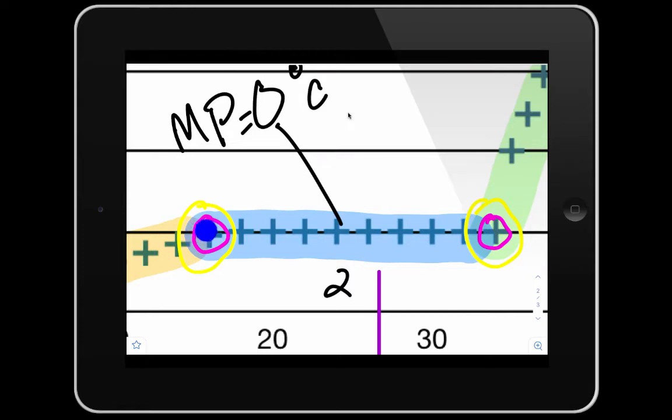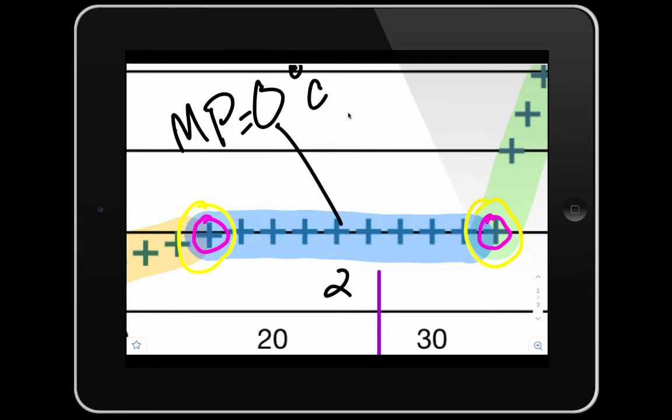So remember, as a solid, the intermolecular force is strong enough to keep the molecules as a solid, but here is where your first forces are being broken, enough to allow the molecules to start melting. As you can see, our temperature does not change.